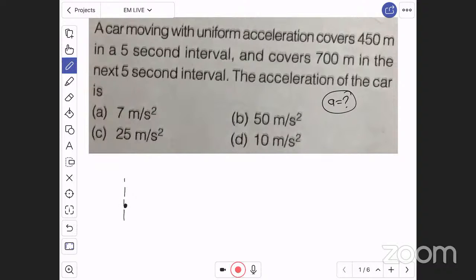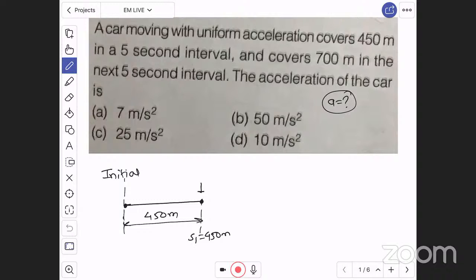Let us say this is the initial condition. This is the initial position, right? At this location. Now this car covers 450 meter. Let us say this is position number one. From initial to position number one, what is the displacement? This much distance, can I say 450 meter? Here I can say S1 is equal to 450 meter, right?